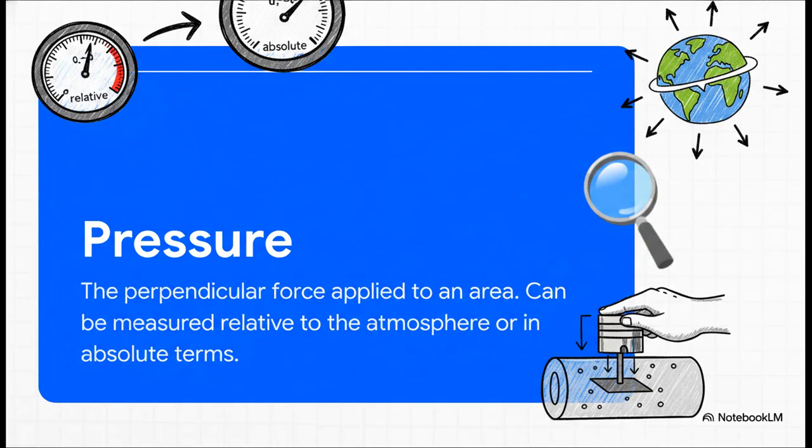And finally, our last piece of the puzzle: pressure. That's just the force that's being applied over a certain area. And just like with temperature, we can measure it relative to the atmosphere around us, that's called gauge pressure, or we can measure it in absolute terms. And for so many scientific processes, you have to know the absolute pressure. I mean, think about it. If you're trying to contain a gas or boil a liquid at a very specific temperature, pressure is the one variable you absolutely cannot ignore. It's vital for safety and for making sure the recipe even works at all.